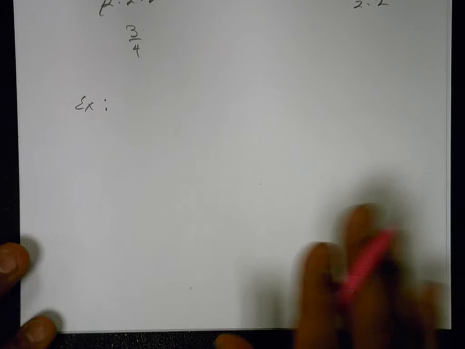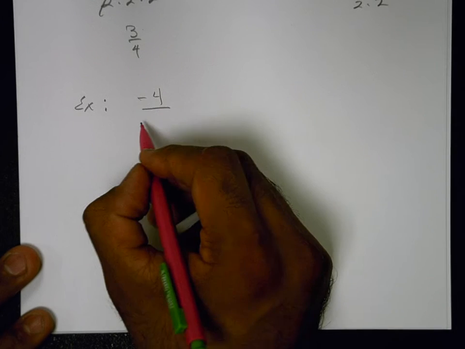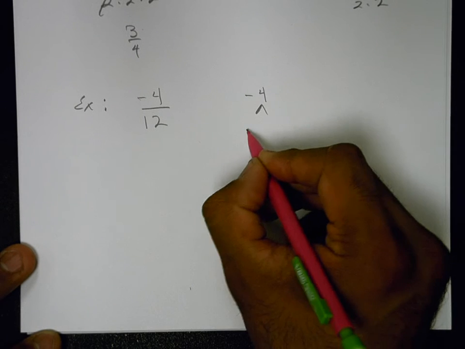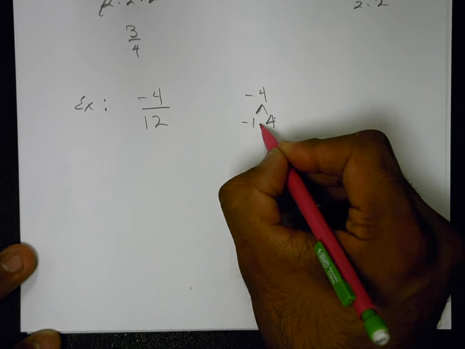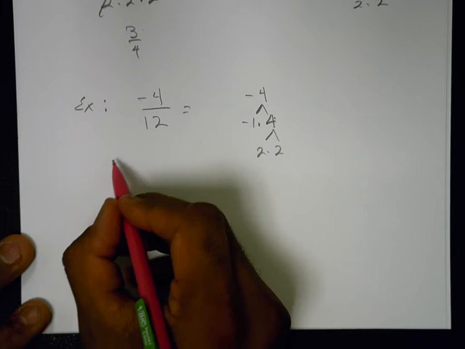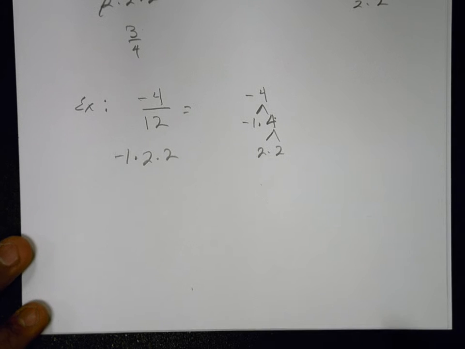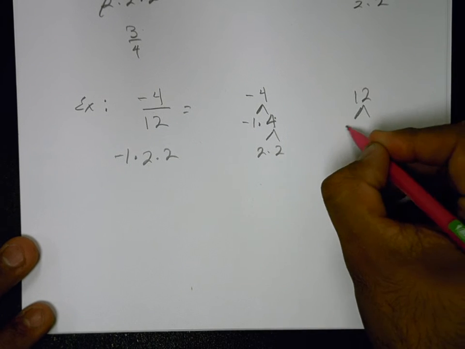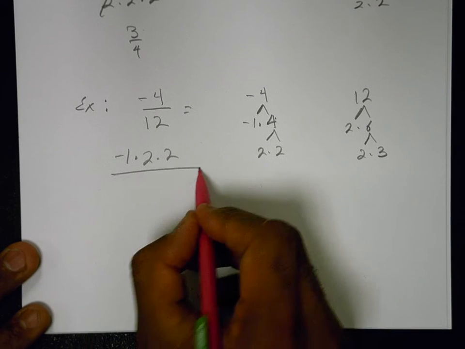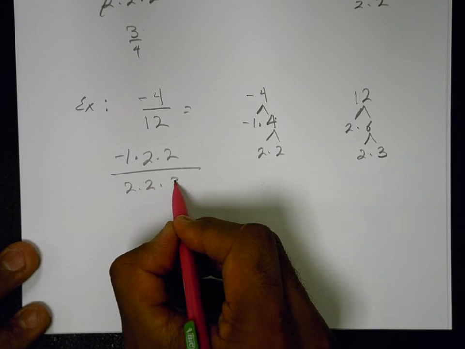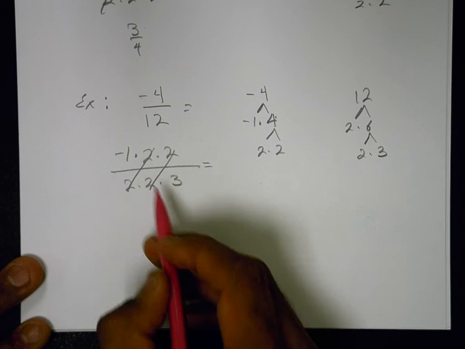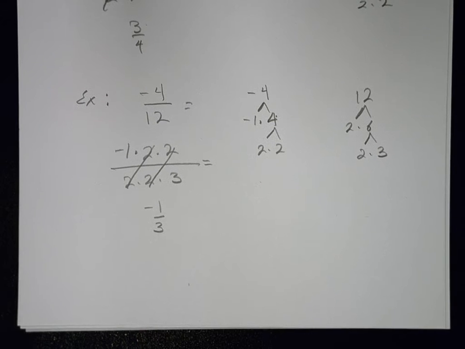Looking at something like -4 over 12. Okay. So I'm going to do a factor tree. One thing I'll say about negatives, just to make your life easy, just go ahead and split up a -1 right away. So I'm going to rewrite this as -1 times 2 times 2. Then I got 12, and that's divided by 2 times 2 times 3. So these two, that's a 1 and that's a 1, so I'm left with -1 over 3.